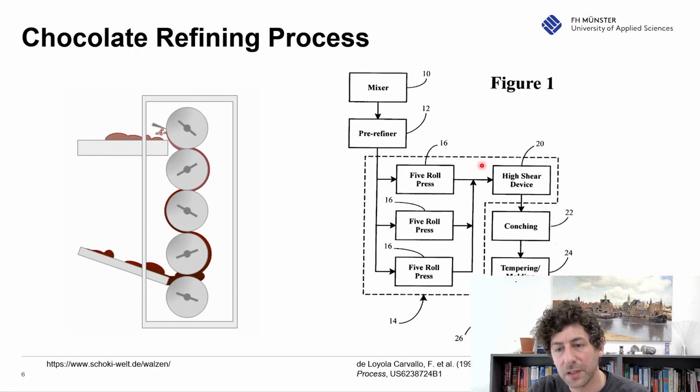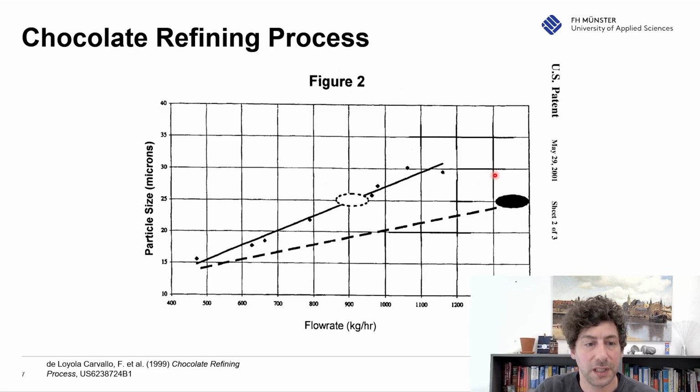And the idea of this patent is to add a high shear device. Why? And this is what you see here: you have particle size, and this is what you want to get out of your process, right? And the new invention tells you that, I mean, it's years ago, but it's a nice example. So this is what you want to produce, 25 microns.